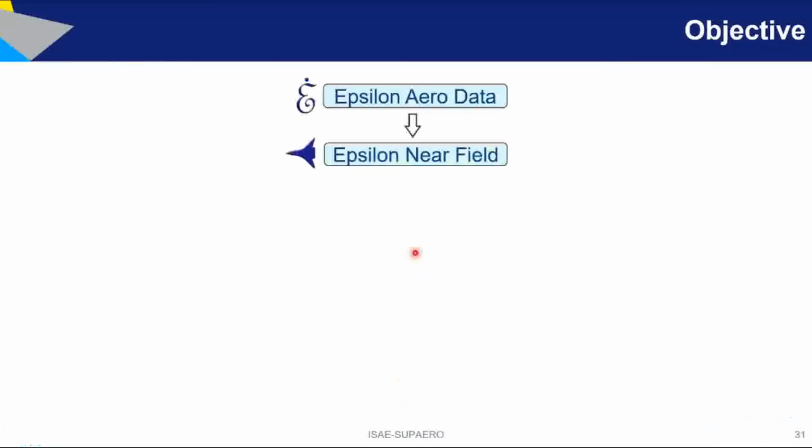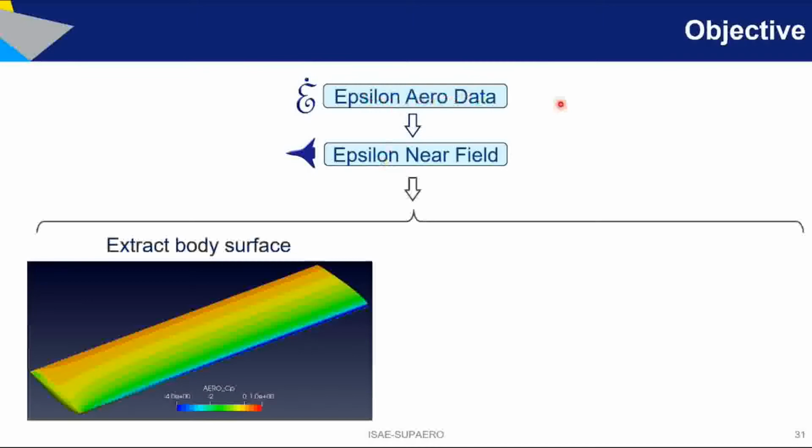So basically, Epsilon Near Field is a filter that can be applied on top of Epsilon aerodata. It generates basically two operations at the same time. The first action is to extract the surface body from the CFD domain. As a matter of fact, the domain contains a lot of information in VTK format, and it allows you to easily separate the VTK surface from the entire domain, from the volumetric cells.